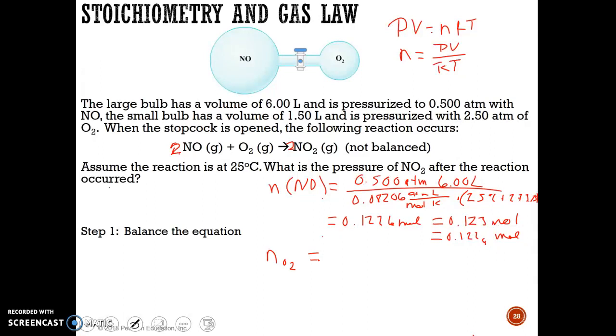This time, instead of writing the gas in parentheses like you saw in example 1, I wrote it as a subscript. Either notation is fine, and I just wanted you to be familiar with different ways of representation. Here we can see that the atmospheres of oxygen was 2.50. We have a different volume. It only started with 1.50 liters.